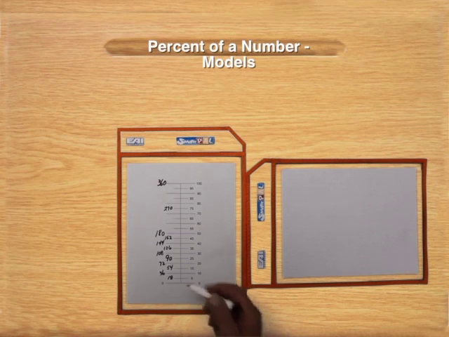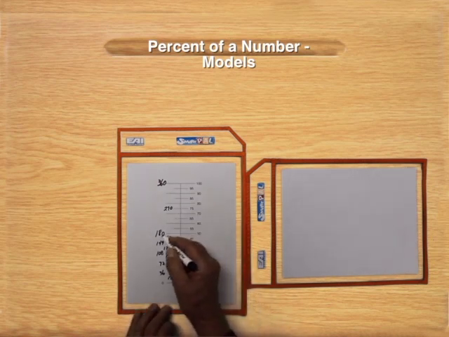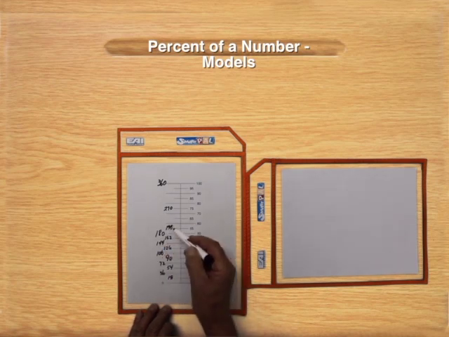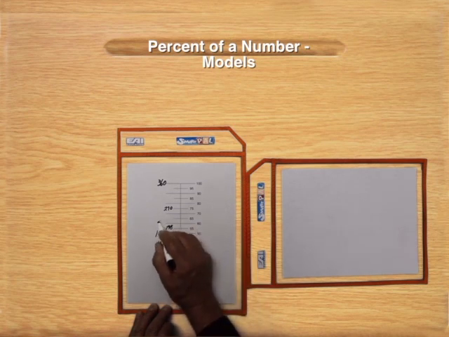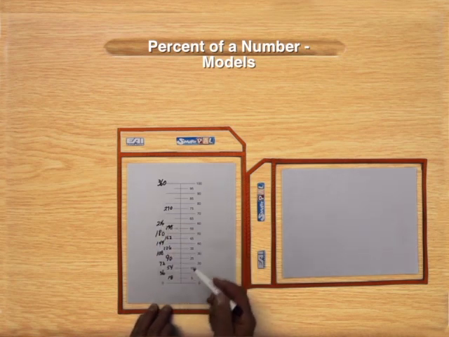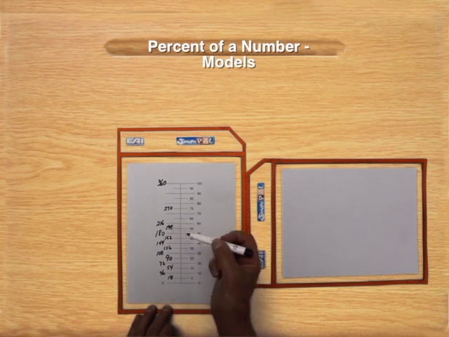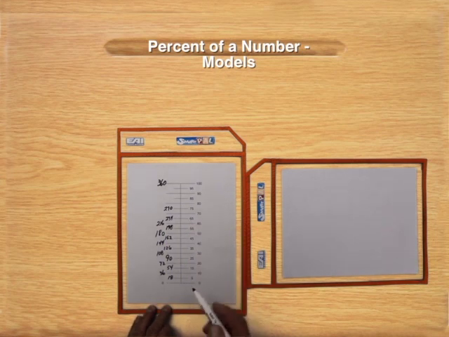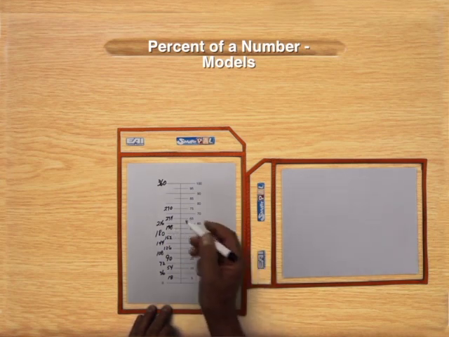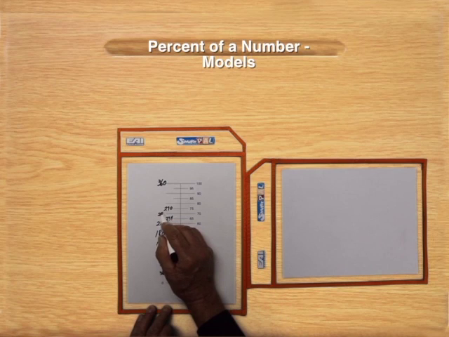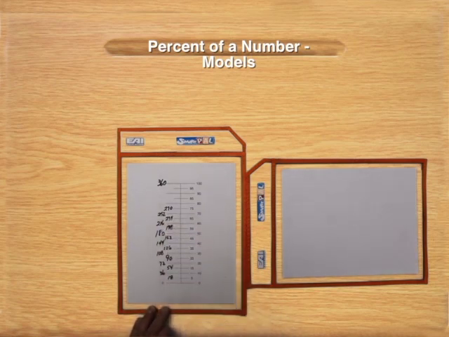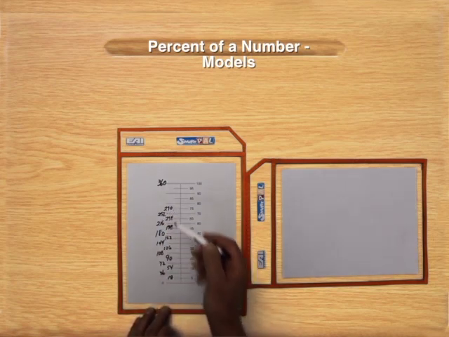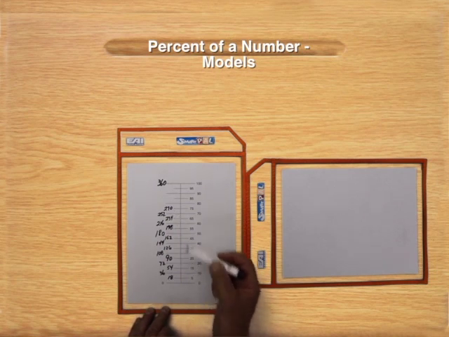Now let's continue to fill in the grid on the left. We have 18 added to 180, which would be 198. 198 plus 18 would be 216. 216 plus 18 would be 234. And 234 plus 18 would be 252. Then 252 plus 18 gives us 270.